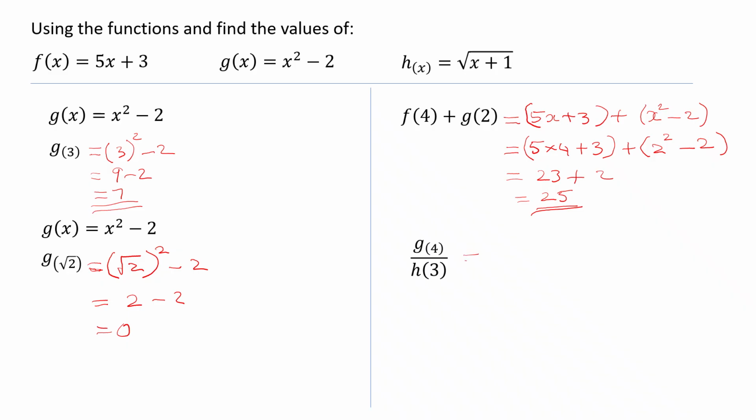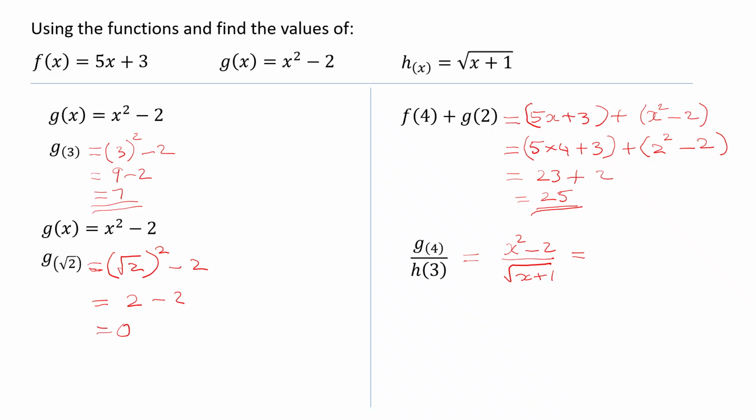Next one, g(4) divided by h(3). So first I am going to write the function g, which is x squared minus 2. You can do it separately and find that, then find the answer. I'll do it straight away. Then h(x) is square root of x plus 1.